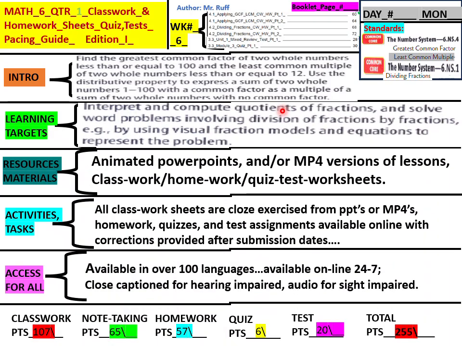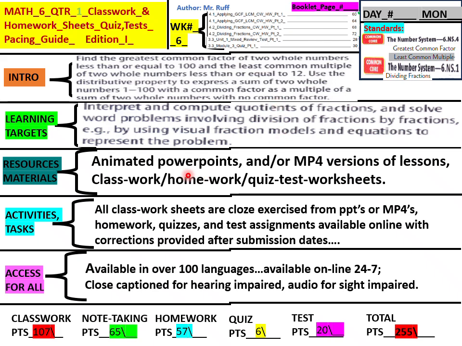And then our learning targets is interpret and compute quotients of fractions and solve word problems involving division of fractions by fractions, for example, by using visual fraction models and equations to represent the problem. And that's our dividing fractions area of Week 6.